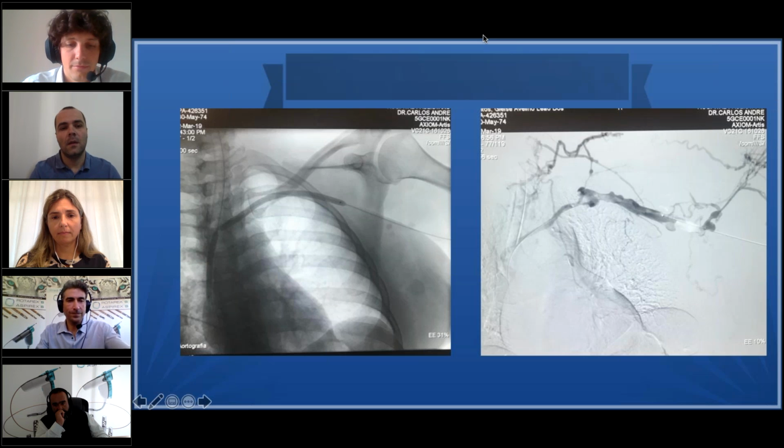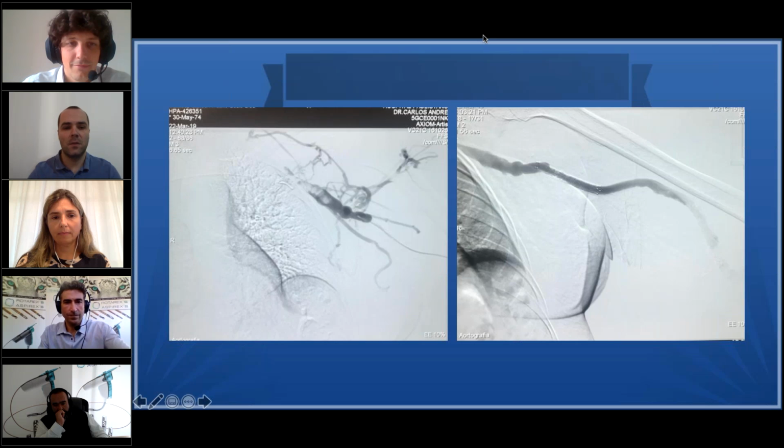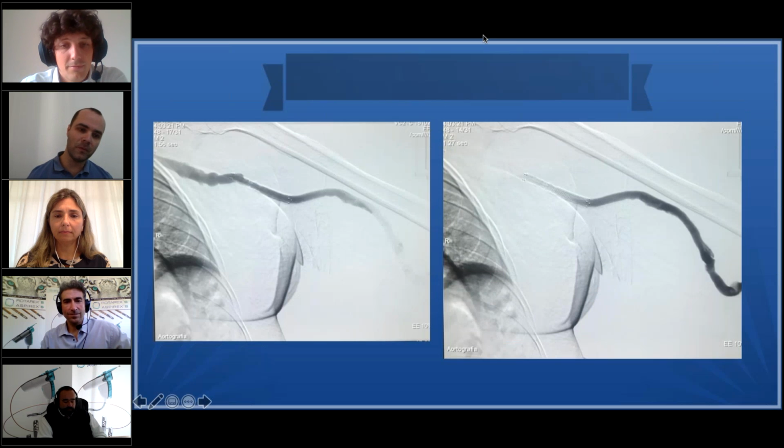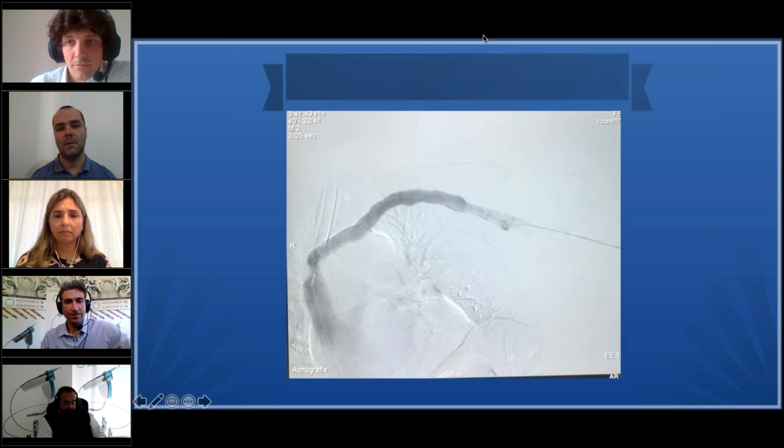It's not okay yet, but as long as you keep going, it's a good procedure, and it makes the vein usable for hemodialysis. And after, I put a stent in between the graft and the vein. I put another stent in the brachiocephalic vein, and I had a good result at the end.